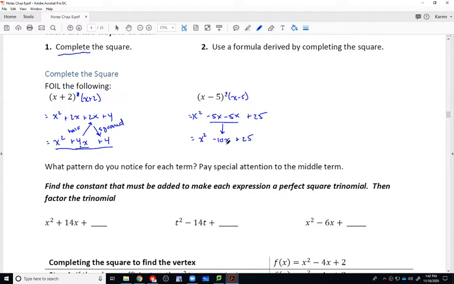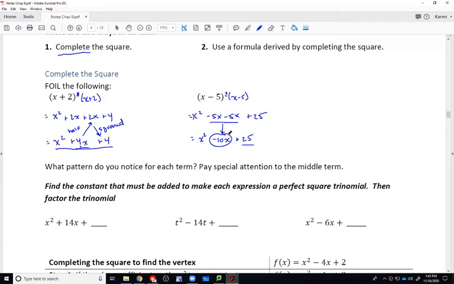But to go backwards, what I want you to recognize is that this is always a perfect square, and then you can take the square root of it to get this last term, and then put the sign of the middle term, or it's half of your middle term. Okay, so that's a little bit of a talk about what it means to get a perfect square, and a little bit about factoring it.